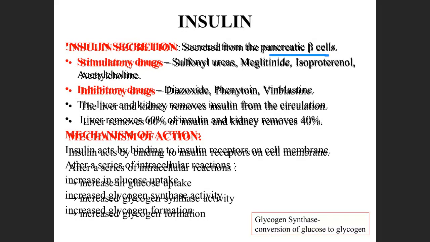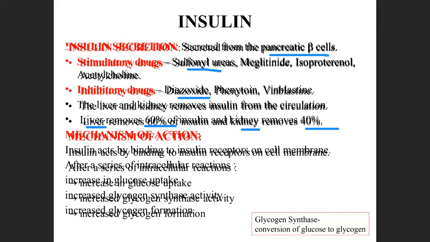There are drugs which can stimulate the secretion of insulin. There are drugs which can inhibit the secretion of insulin. Among the stimulatory drugs, we have sulfonylureas as the major category. Among the inhibitory drugs, we have diazoxide, which can inhibit the release of insulin. The liver and kidney help in the removal of insulin from the circulation. 60% of insulin is removed by the liver and 40% is removed by the kidneys.